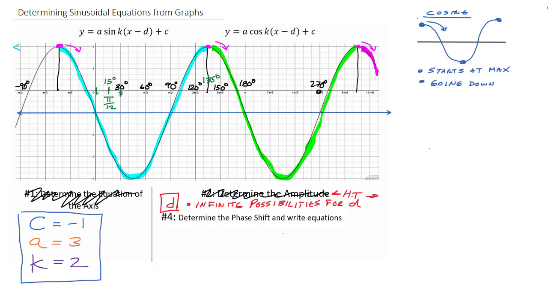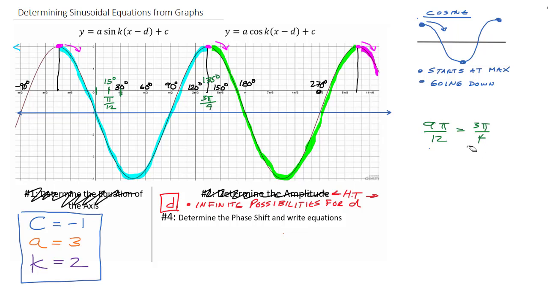Well, each of these is a pi over 12, right? So let's count pi over 12s. 1 pi over 12, 2 pi over 12, 3, 4, 5, 6, 7, 8, 9 pi over 12, right? What does that reduce to? 9 pi over 12, reduce it, that's 3 pi over 4. So this right here would be 3 pi over 4.